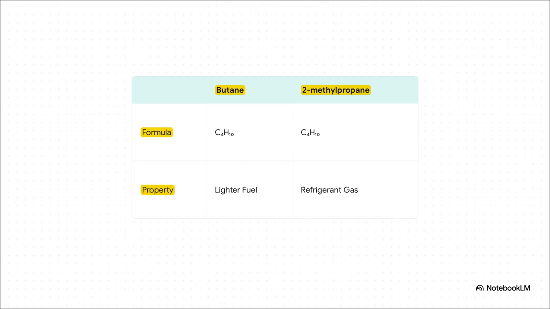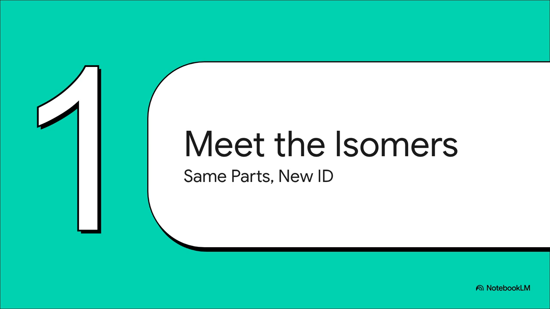Okay, so take a look at these two molecules. You see they're both made of the exact same stuff, 4 carbon atoms and 10 hydrogen atoms. Same parts list. But one of them is butane, the fuel in a regular lighter. The other is something called 2-methylpropane, which is a refrigerant gas. So same parts, but one helps make fire and the other helps make things cold. How is that even possible? Well, the answer to this whole puzzle has a name, and that's exactly what we're going to unpack today.